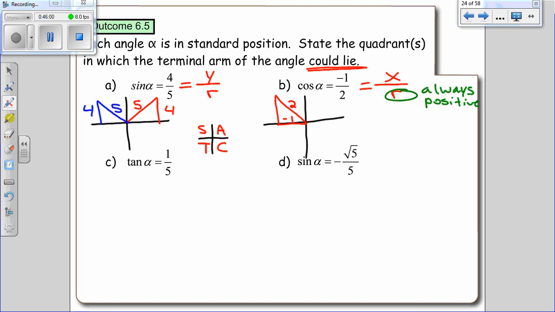Both triangles are legit for cos equals negative 1 over 2. Is there any time when you're doing this where you can't use CAST? CAST rule will always work. Yeah, that's why I'm okay teaching it.